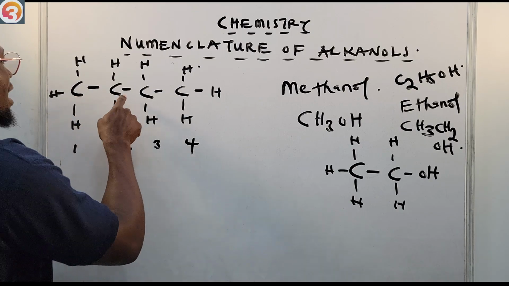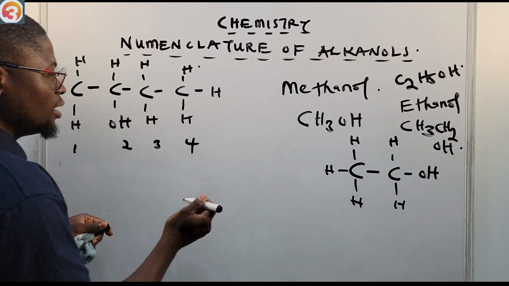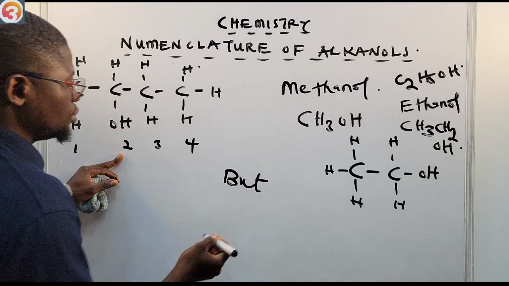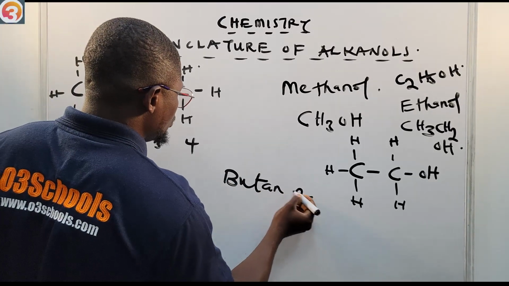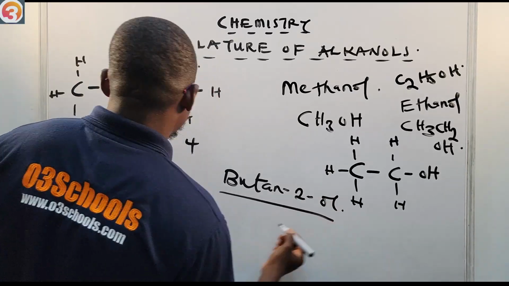First of all, count the number of carbon atoms in the parent chain. This is 1, 2, 3, 4. So that means we already have what? A but. Okay, so the position of the functional group is what? It is 2. So we can say butan-2-ol. Okay, so this is the name of the compound.